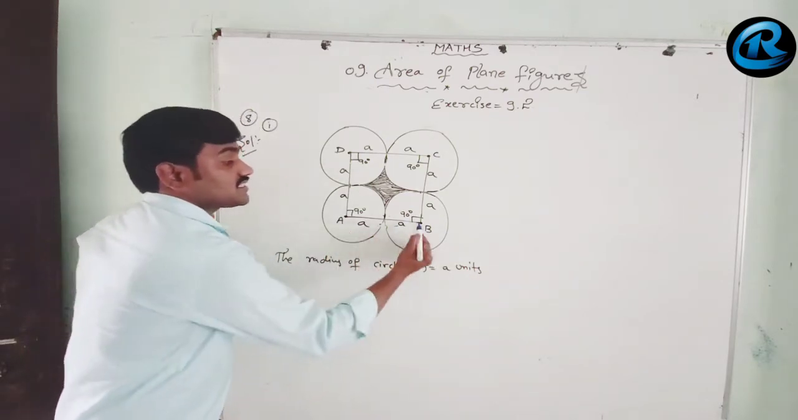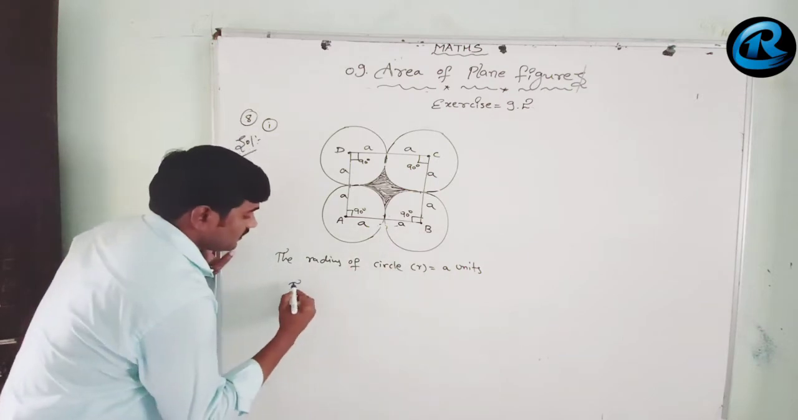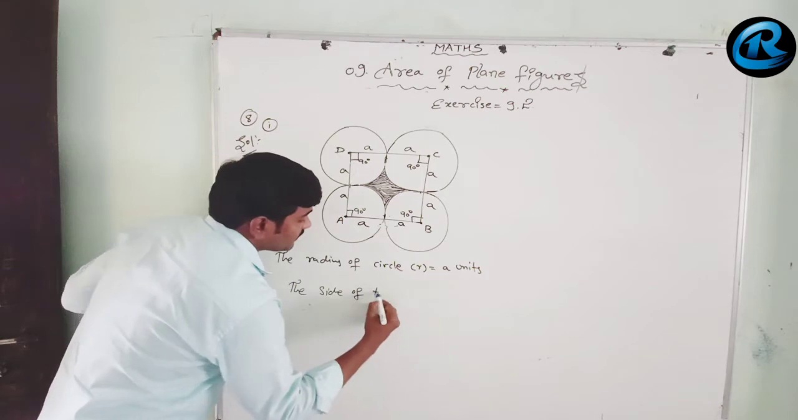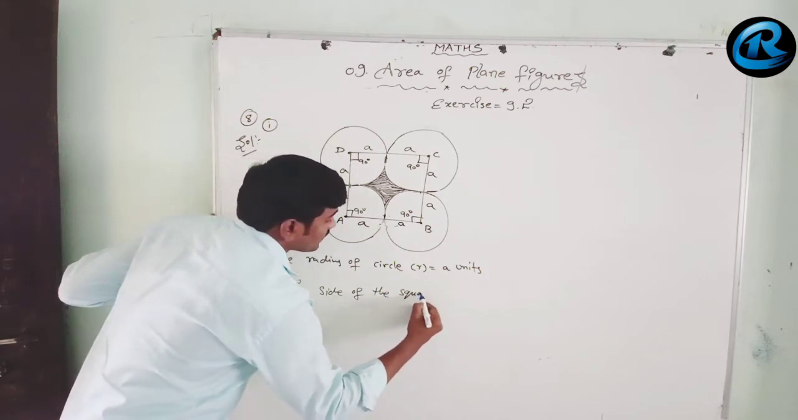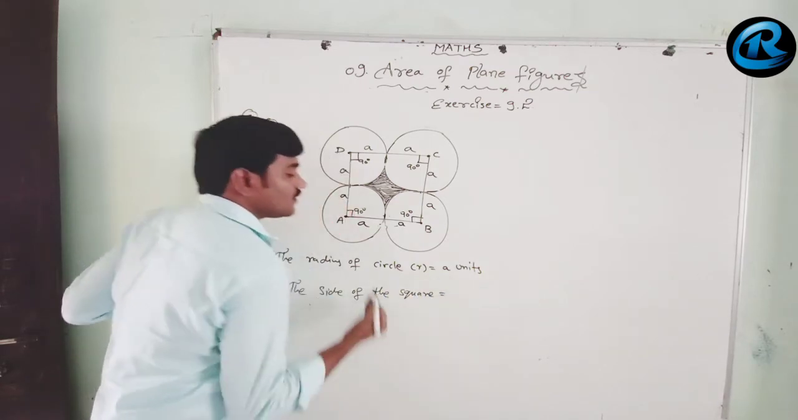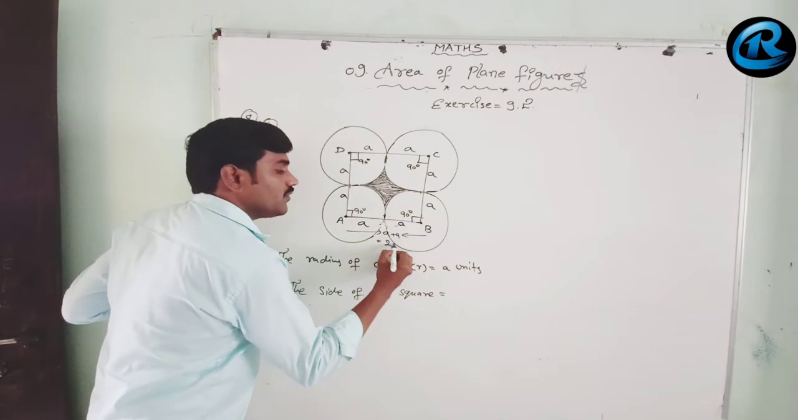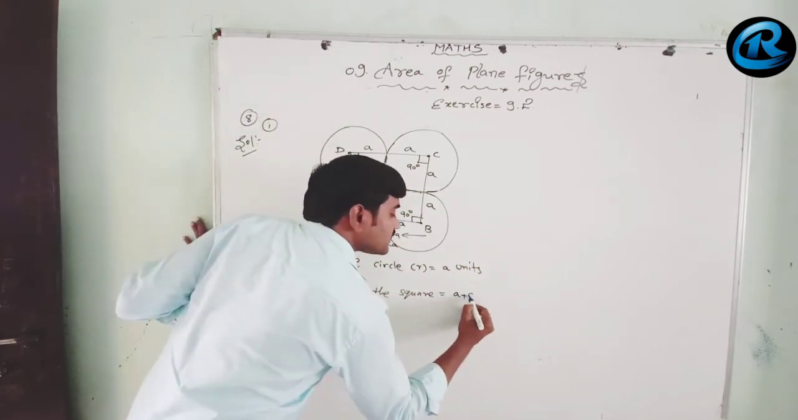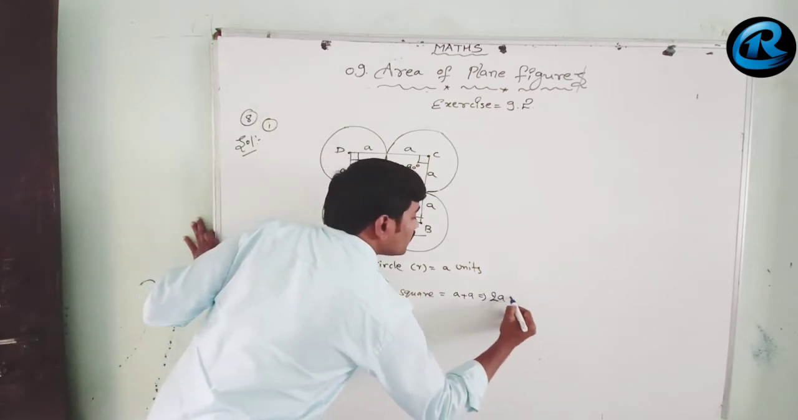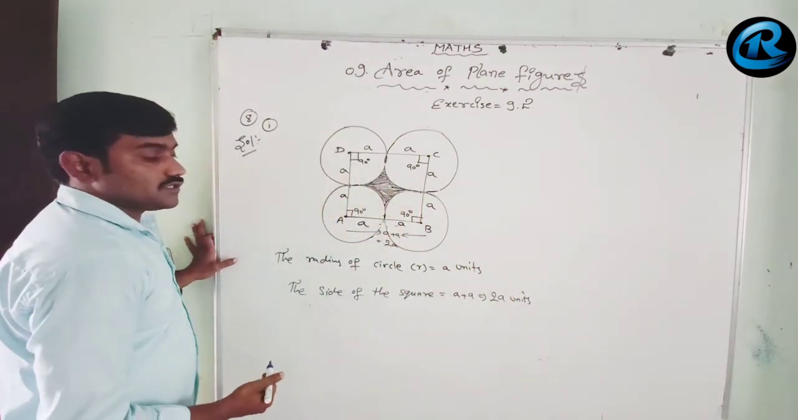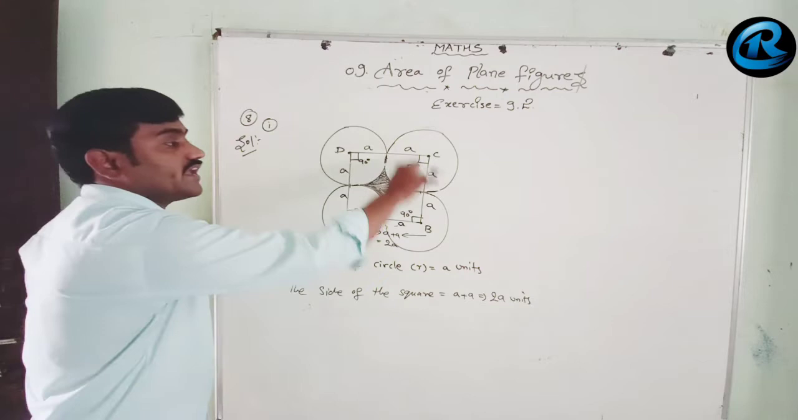Then what is the side of the square? Therefore the side of the square is equal to a plus a. When the circles are joined, it becomes the side of the square, a plus a, that equals 2a units. Then how to find out the area of shaded region?